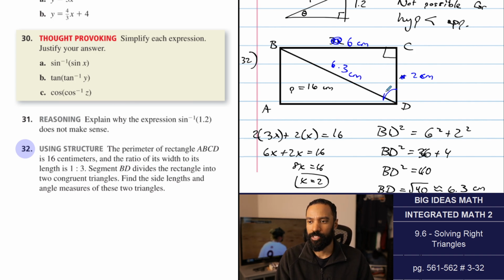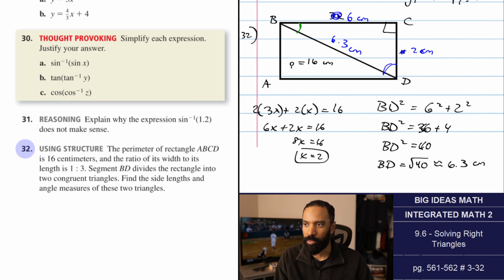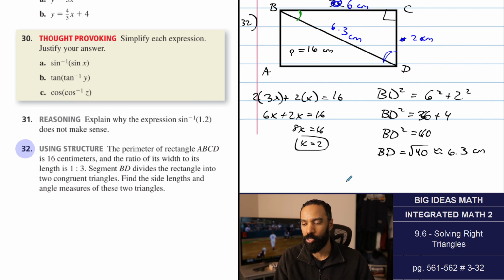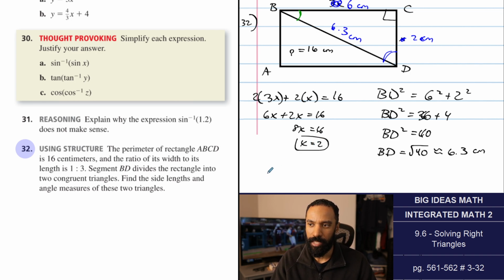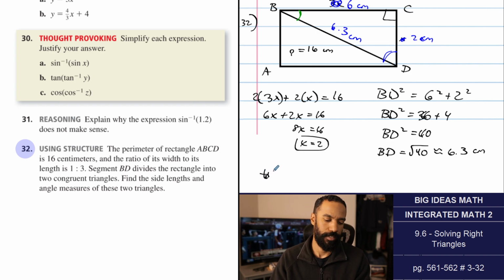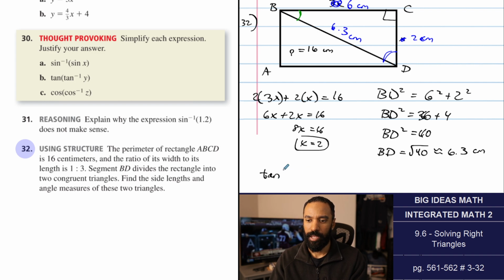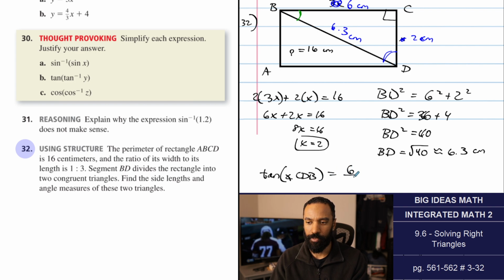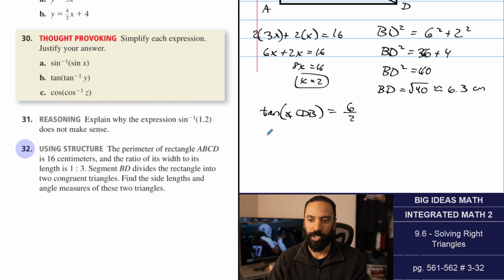Let's find the measure of this angle here and this angle here. Let's just find one of them. Let's call it angle D. I'm not really concerned about which part of the triangle it's in because the two triangles are the same, right? Let's use tangent. Didn't we use inverse tangent of this already? Tangent of angle CDB equals 6 over 2, which by the way is 3. So the measure of angle CDB is inverse tangent of 3.